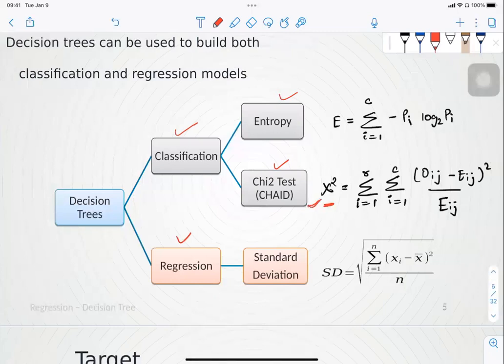And in the regression model, we just need to find the standard deviation. Standard deviation is a measure of the amount of variation or dispersion of a set of values. So it basically tells us how far our values are from the mean in this data.